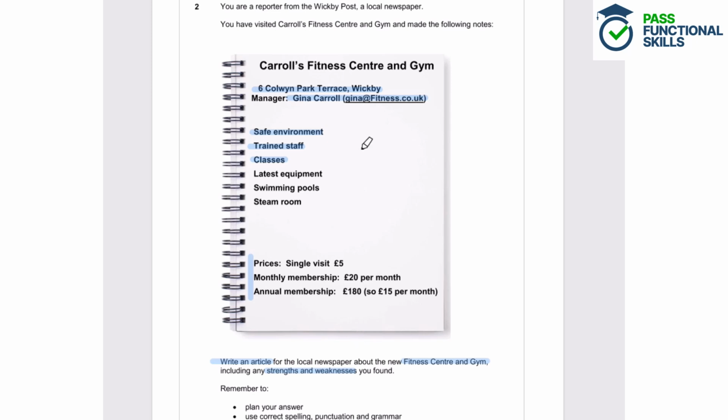Who is our audience for this question? So we've been told that we are writing for the Whitby Post, which is a local newspaper. So our audience is a general audience of local people. And because we're writing about a gym, we're probably thinking about quite active people here. So we need to plan our answer based on this information. Let's take a look at a model answer to see an effective answer to this question.